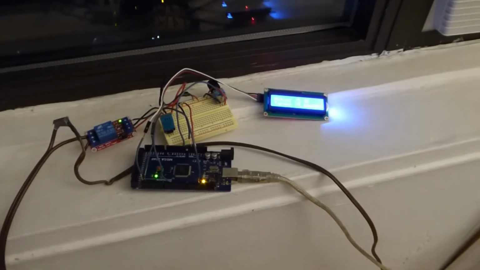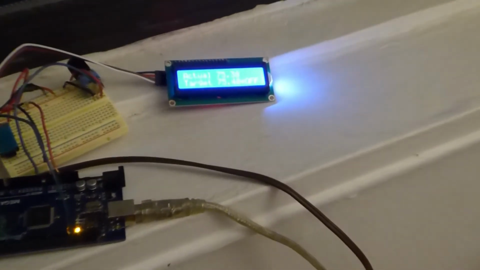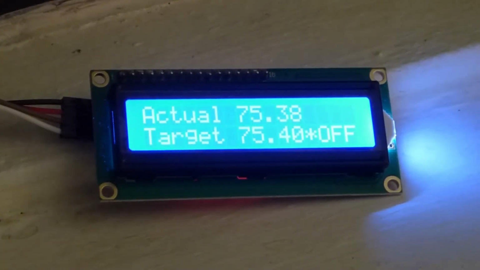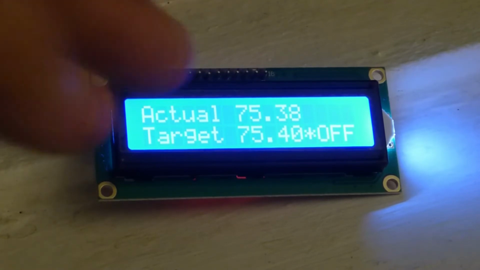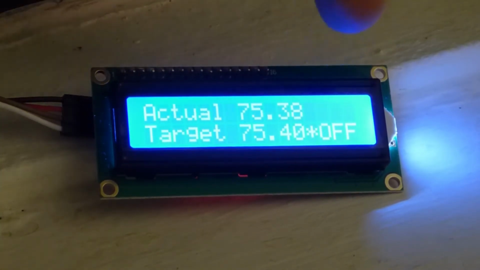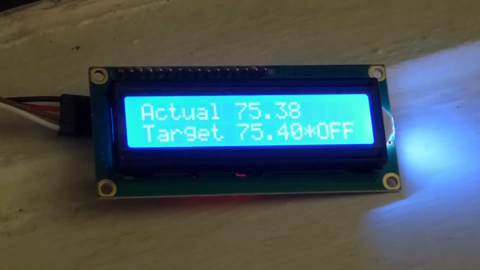So if we take a look at the LCD, we can see that it provides a couple pieces of information. The first piece of information it provides is the actual temperature in the room. This is the reading from the DHT11 sensor. There is a target temperature, which can be set by adjusting the potentiometer. And then we finally have off or on, depending on whether the relay is expected to be off or on.